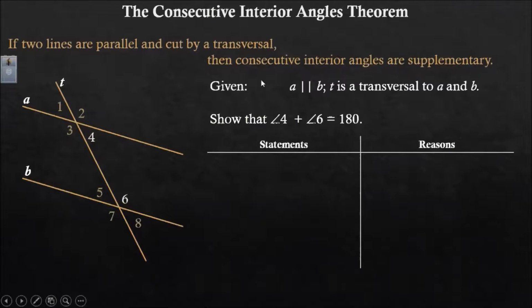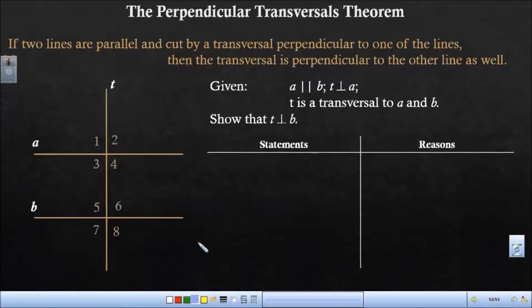The first is called the perpendicular transversals theorem. And the idea is that we begin with A parallel to B and T perpendicular to A. So T and A are perpendicular. And that means that these 4 angles are all congruent angles. Okay? 1, 2, 3, and 4 are congruent angles, but more importantly, they're right angles.